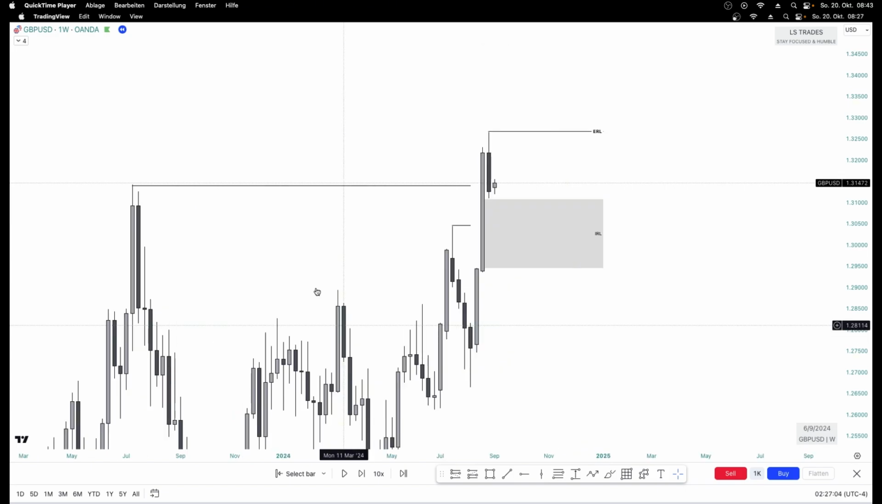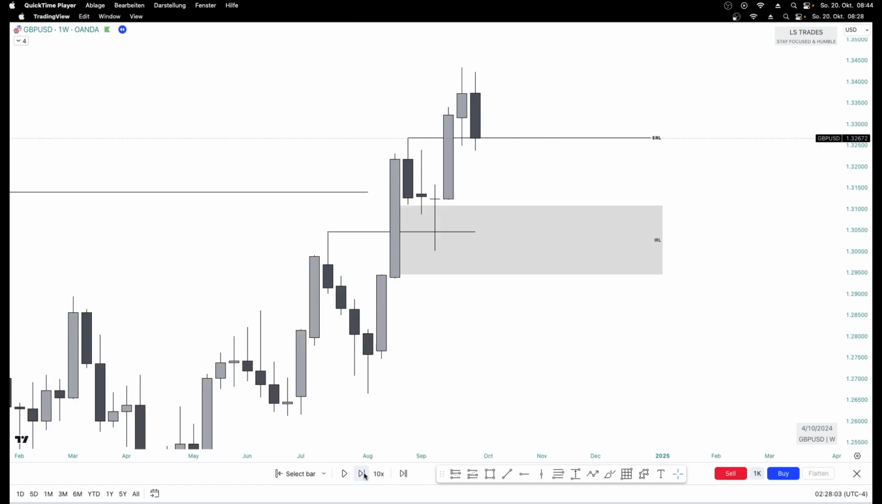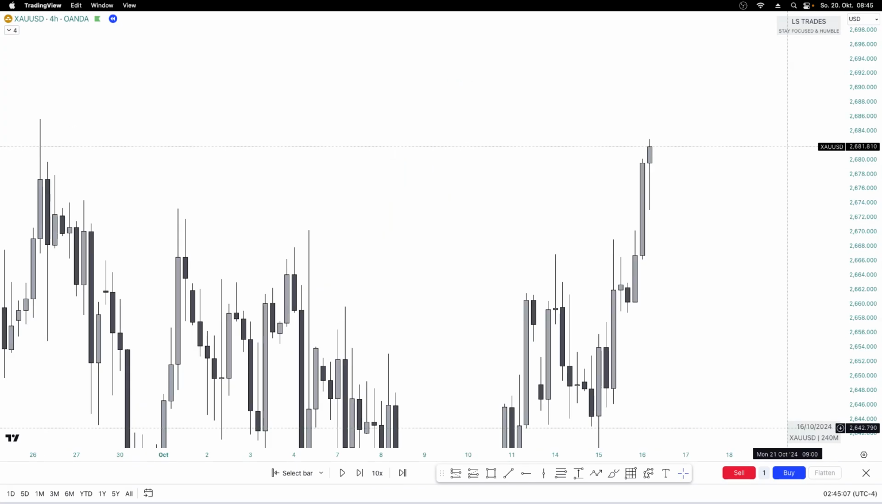What can we also see? We have overlapping swing highs. That's a very influential factor to add to this bias. And you see we move from IRL to ERL. So the next example, we have gold on the 4-hour chart.